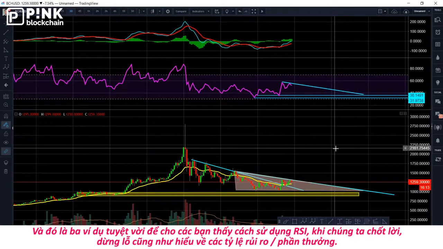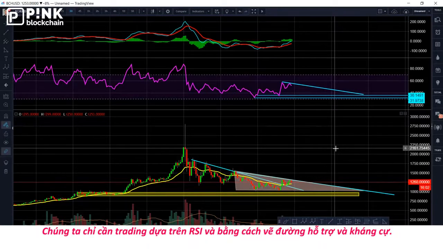So there you guys have it. That is 3 awesome examples of how to use RSI, right guys? When we took our profit and we lost our profits and our losses, we saw the risk to reward ratio and we traded based on only RSI and nothing else by drawing supports and resistances, guys.